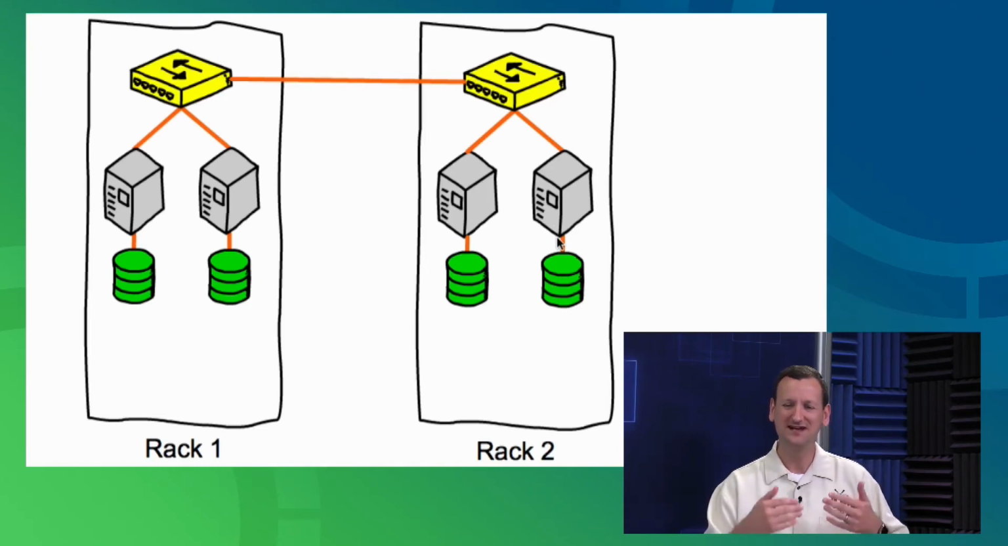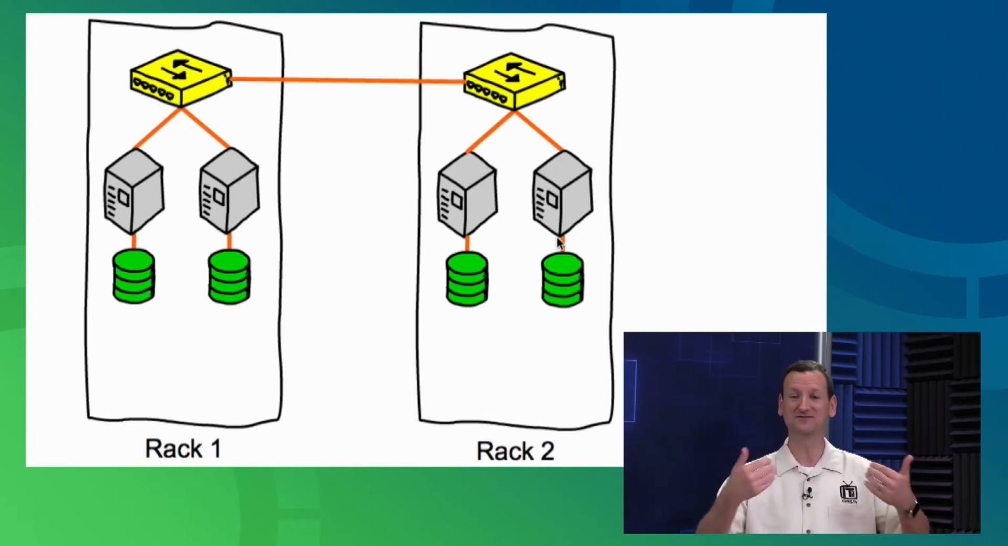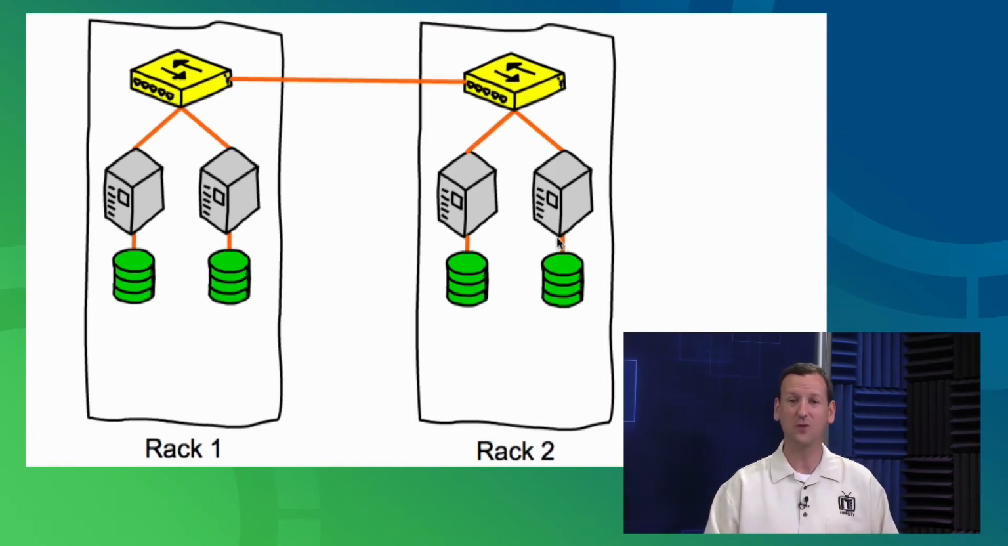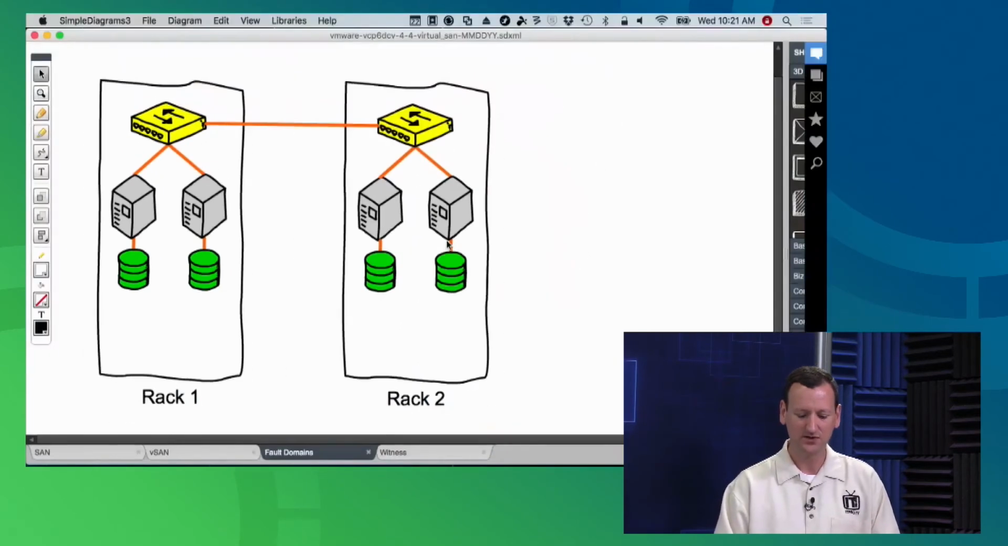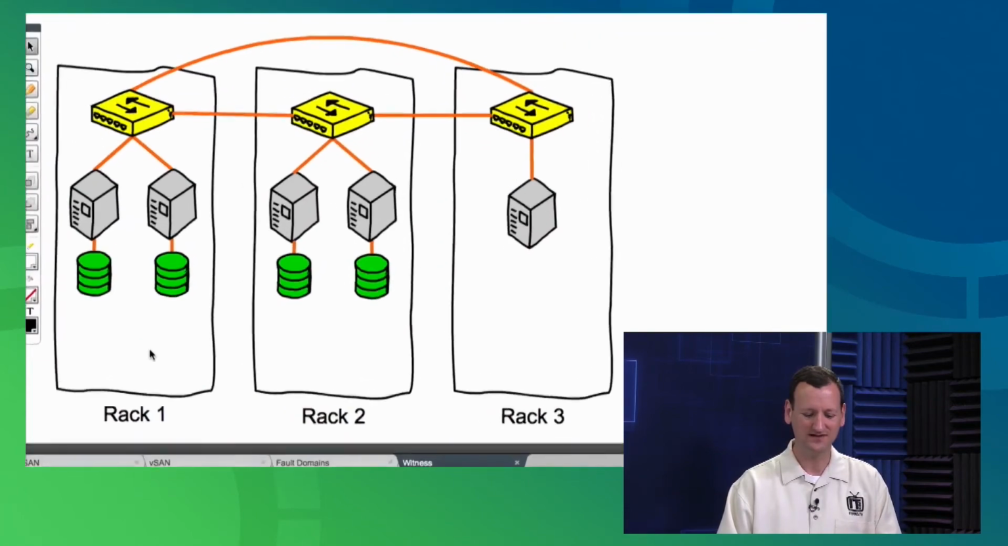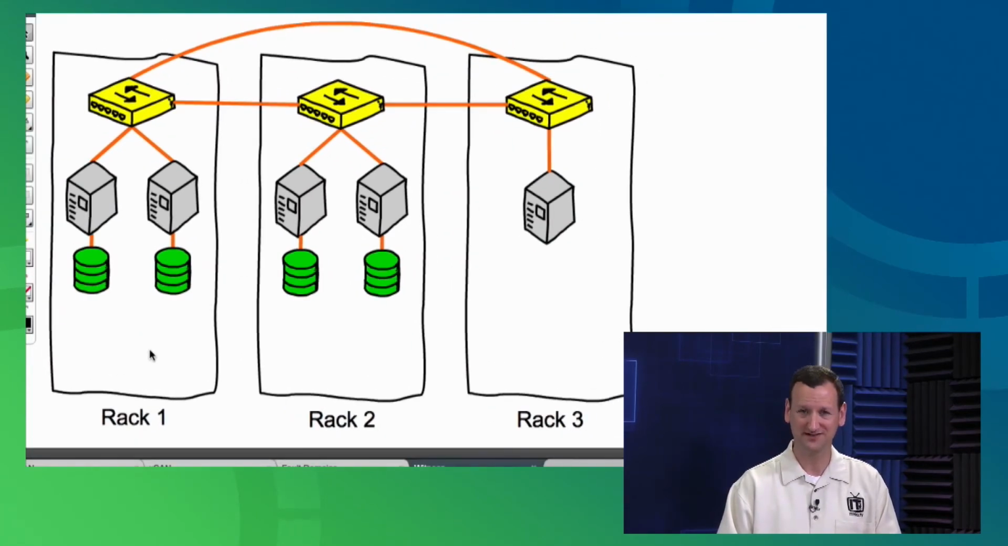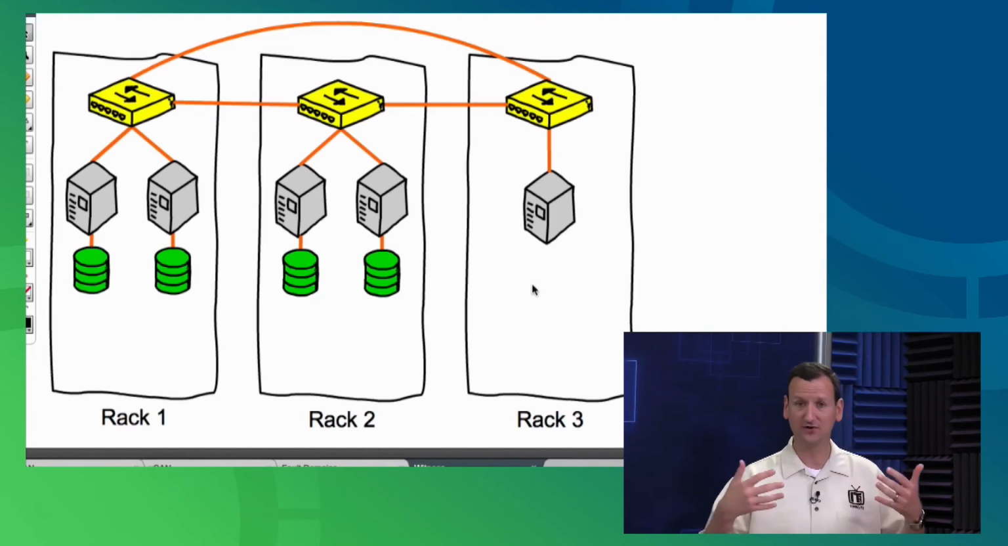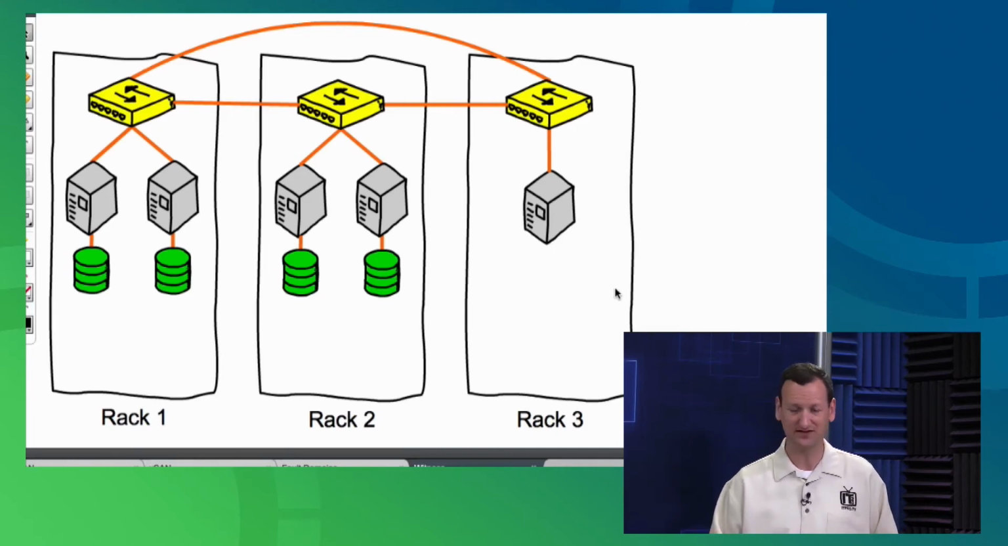But the point is, as long as I have 2, it's an even number. And those 2 can become segregated, and there's no way for them to tell where the problem actually occurred. So what we need is a witness. A witness is a third party that can get involved and acts as a tiebreaker to this whole thing, okay? A third rack, for example, or a third location, right? Production, disaster recovery, and maybe one of my branch offices or something like that.